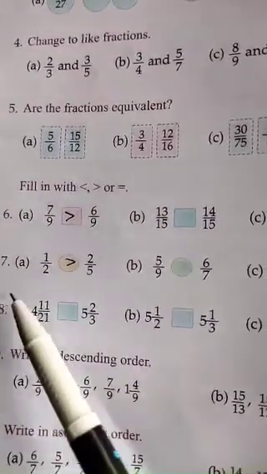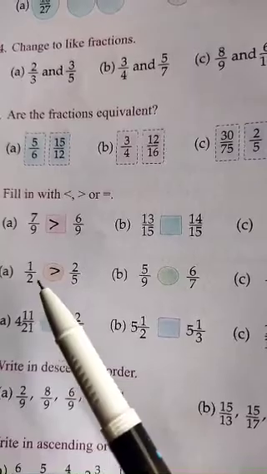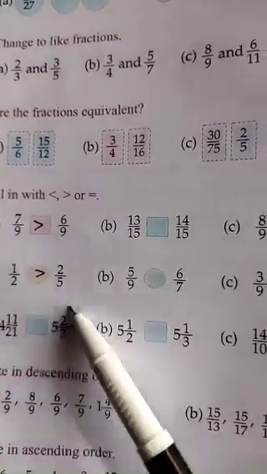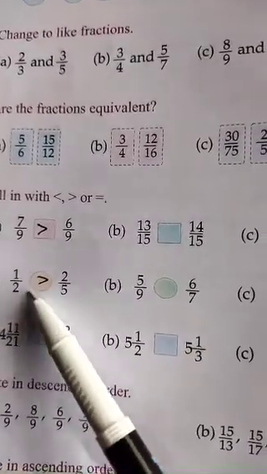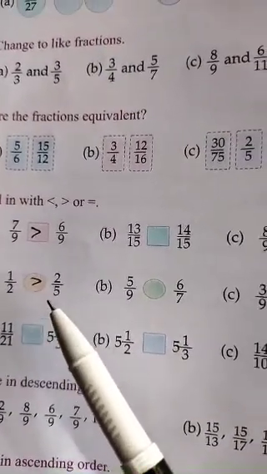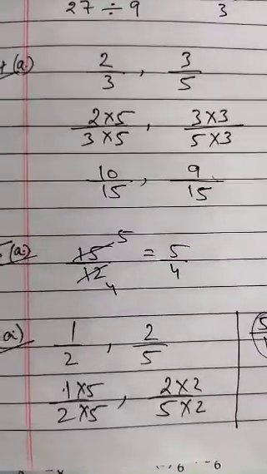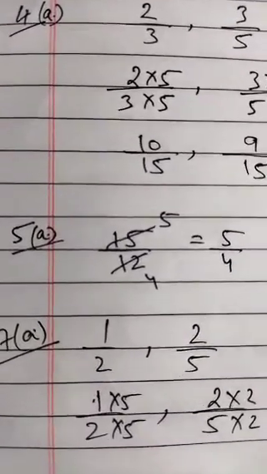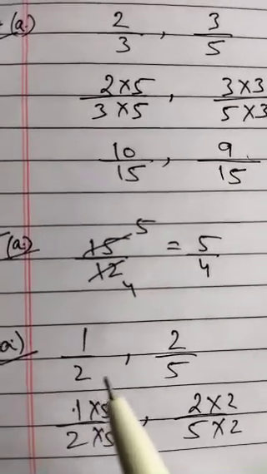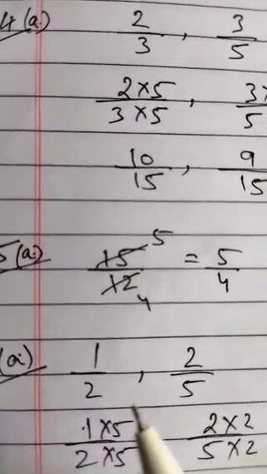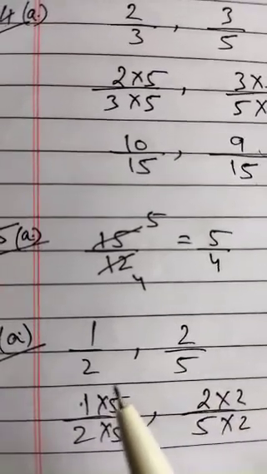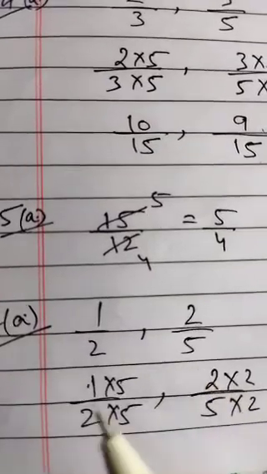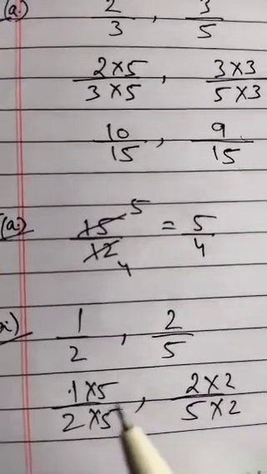Let me do 7th question. Now in this neither denominator is same nor numerator is same. So how will you do this? In this question you will make both the fractions like fractions. Now see how you will do question number 7. Both denominator and numerator are different in both the fractions. So now first of all you will make this into like fraction. And I told you the procedure how to make two fractions into like fractions.